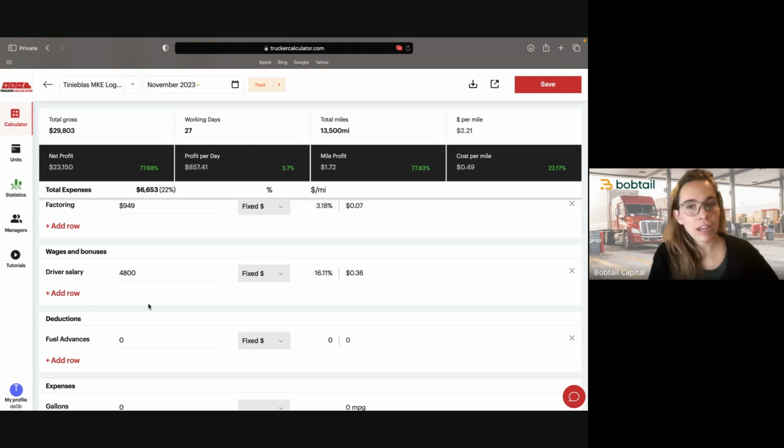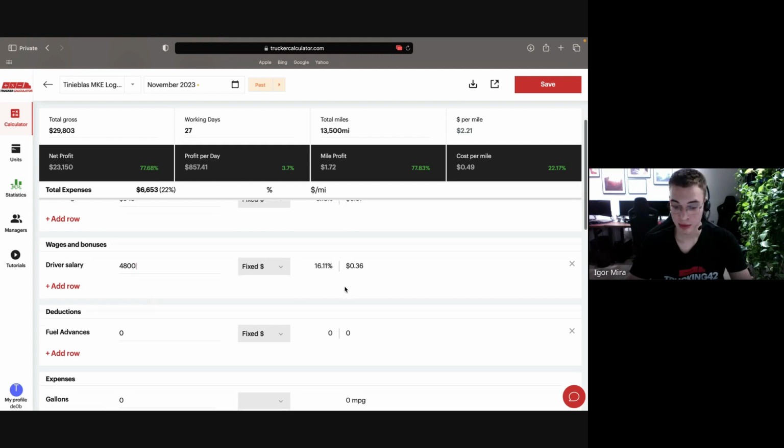Because if you're not even able to cover your own expenses, then there's really no point in continuing on, or you just really need to take a really quick, fast look and make some quick changes if you're not able to do that. So that's why I always recommend putting in your own driver salary, even if it is maybe just $3,000. You can start really low just to cover your own personal expenses, and then go from there.